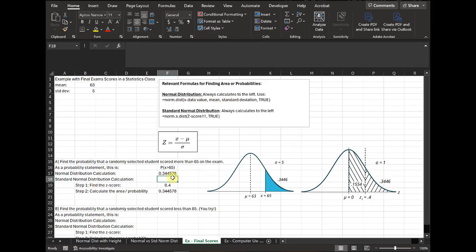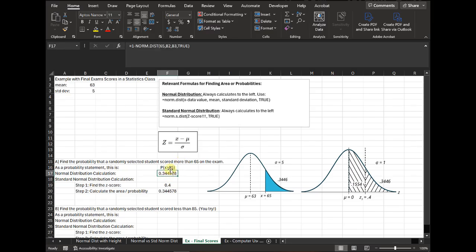If I type in NORM.DIST and open it, you can see the different prompts that come up. This box gives you more ideas of what exactly we're looking for. You input your X data value, whatever you're doing your probability around. Then you put in the mean, the standard deviation, and then it asks whether you want this to be cumulative, so you always just write true. You don't have to worry about this, just write true. The thing to know is that this calculation defaults to always calculating to the left.